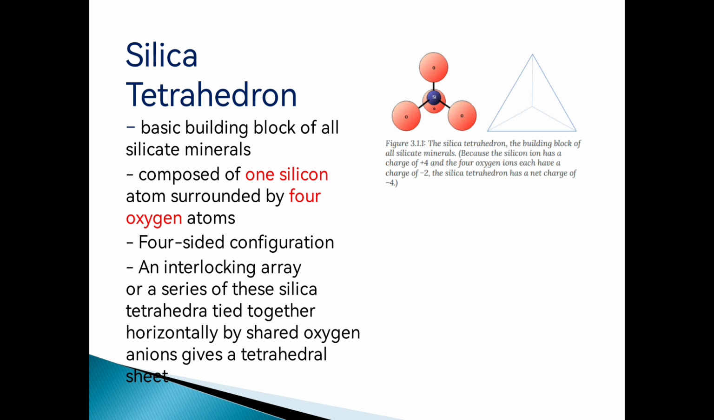So, apat. One silicon with 4. Tetra is 4, kaya siya tinawag na silica tetrahedron. So, one silicon atom surrounded by 4 oxygen atoms. It has a 4-sided configuration, an interlocking array or a series of these silica tetrahedra tied together horizontally by shared oxygen anions gives a tetrahedral shape. This is the silica tetrahedron.